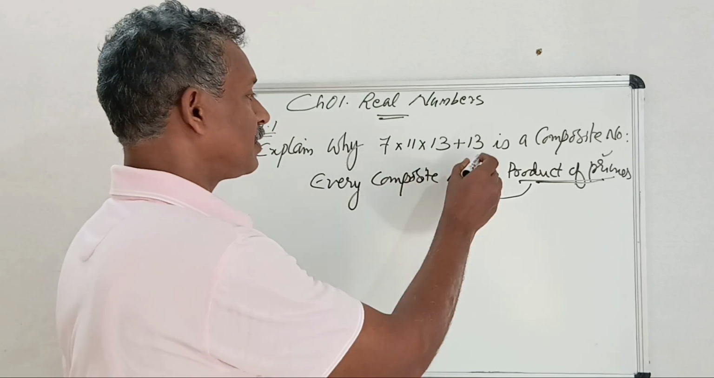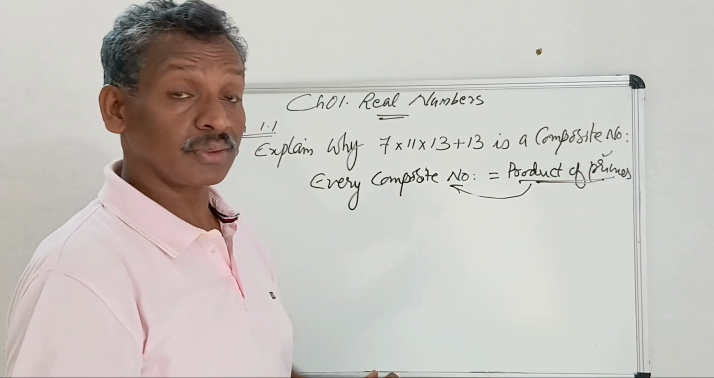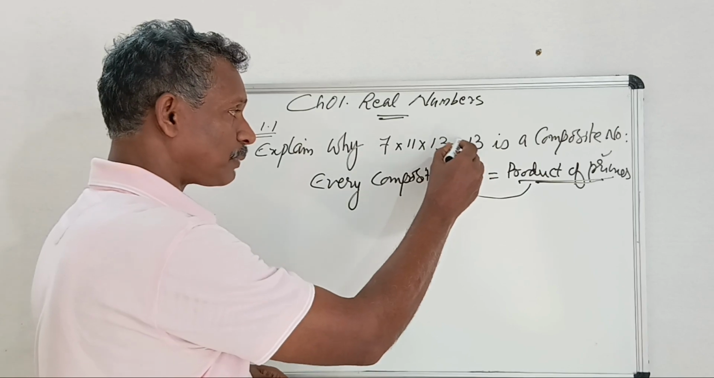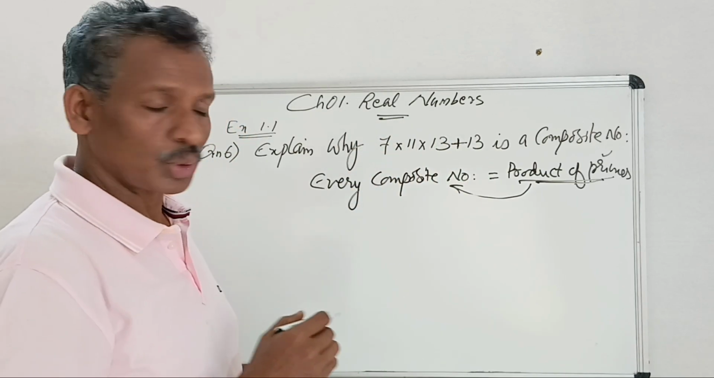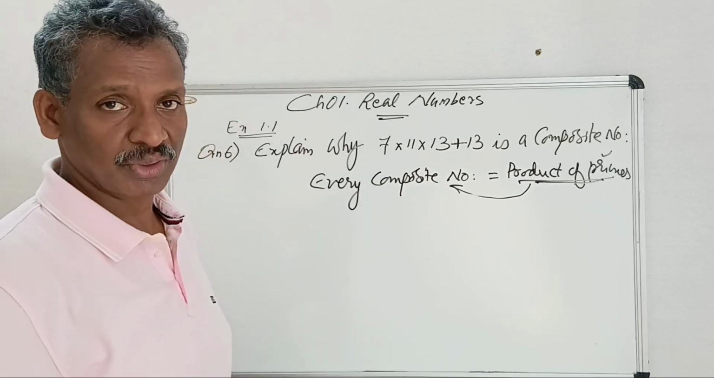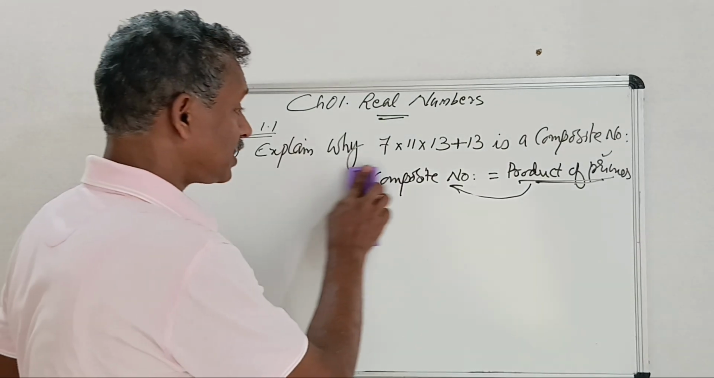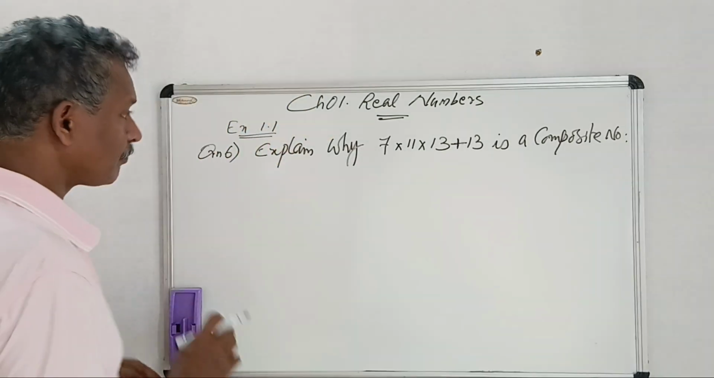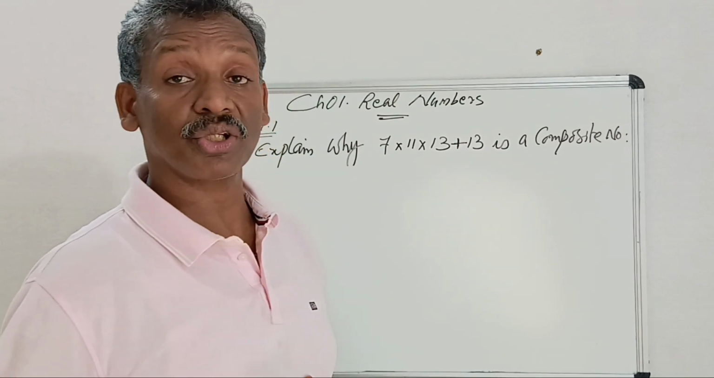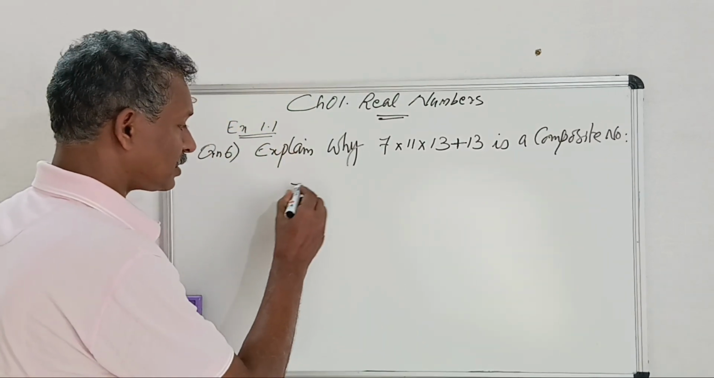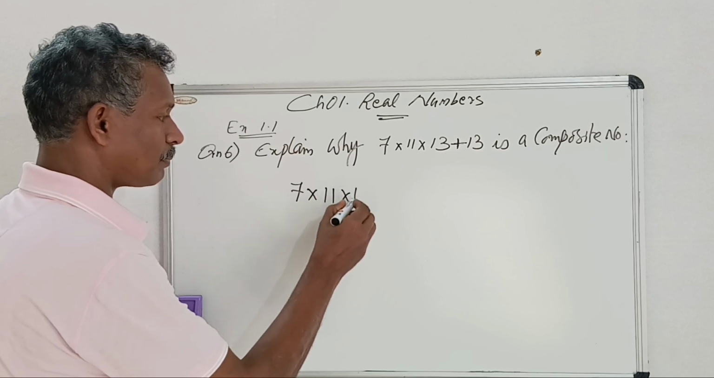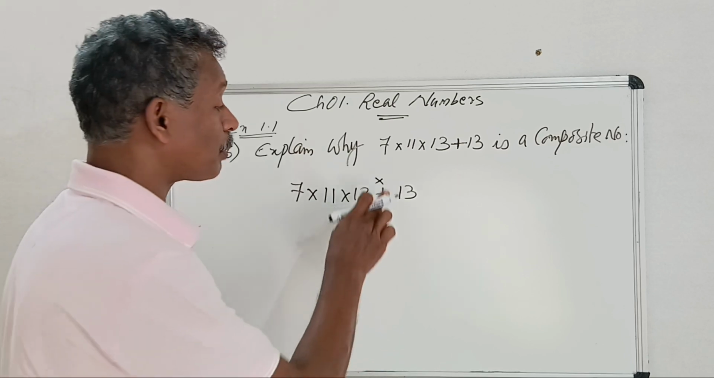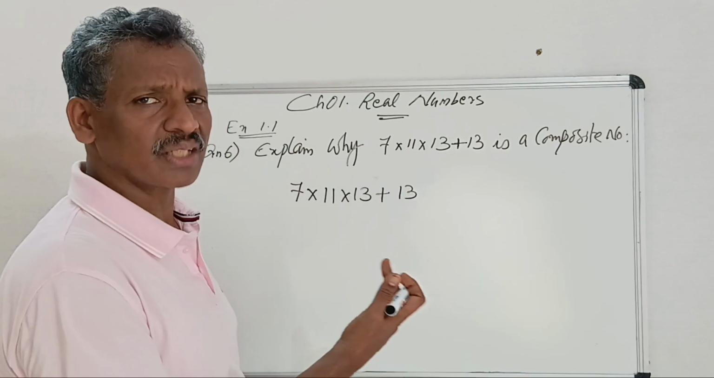And check whether this number is a product of primes. You can see this is multiplied, so it is a product. But when you come to the last part, it is plus. So it is not perfectly a product of primes. We have to express this given number, 7 multiplied by 11 multiplied by 13 plus 13, as the product of primes only, not the sum. We don't want this plus. We need only product. So I will explain two methods.